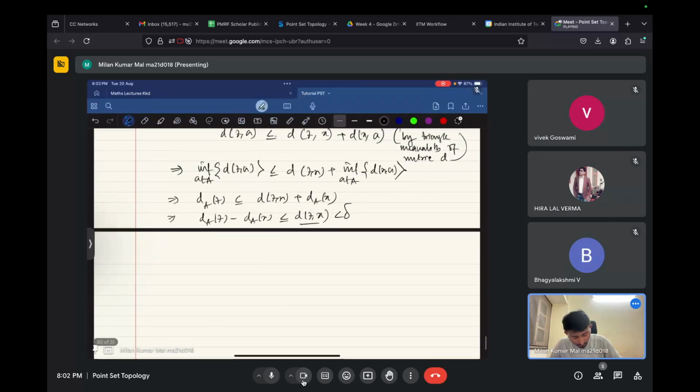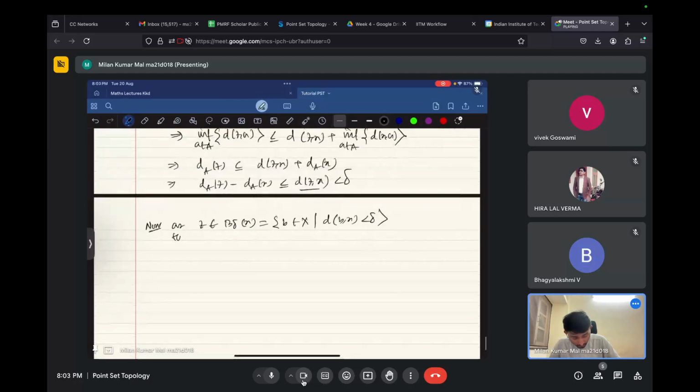Now as z is in the B delta of x, that is all those b belonging to the set X such that the distance from b to x is less than delta, then x is also sitting inside the B delta of z, which is all those b belonging to X such that d(b,z) is less than delta. That is very much clear. I think that is not a big deal. So now we will do the same thing for x.